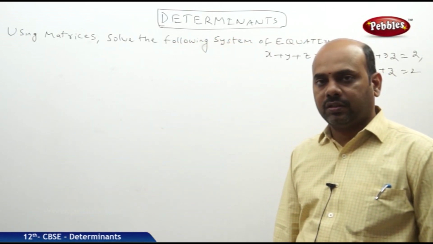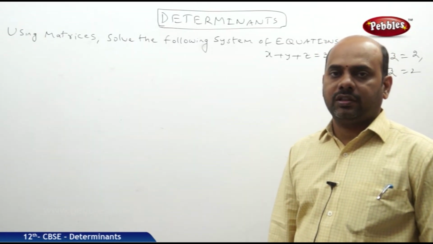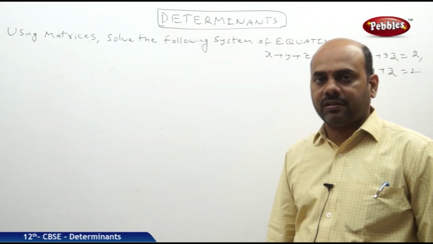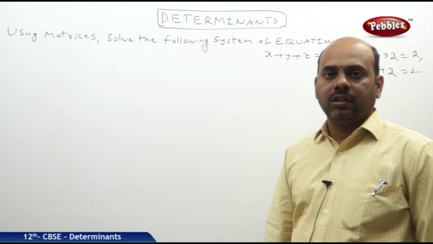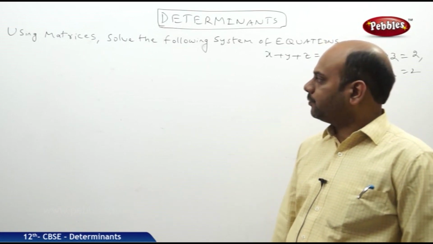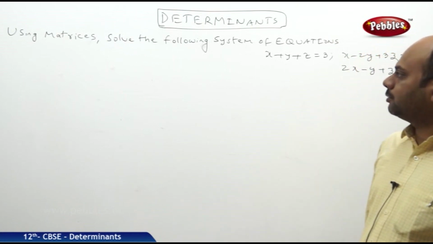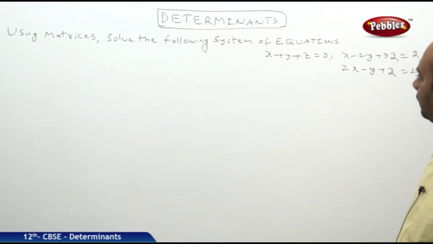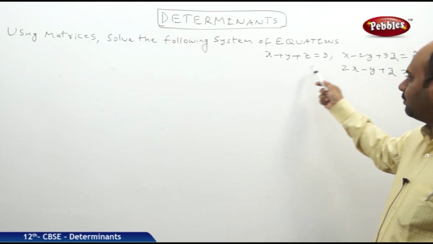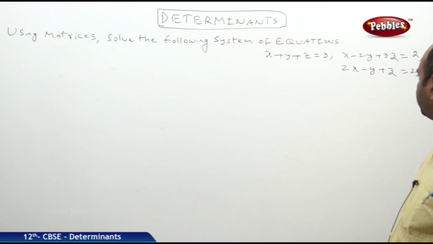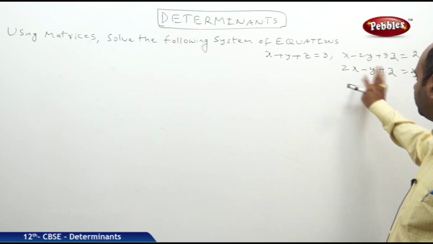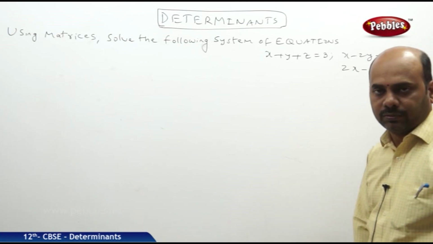Up to yesterday's class, we had seen the problems based on finding the values of x, y, z using Cramer's rule, and we had seen about consistency and inconsistency by using Cramer's rule. Now sometimes a question might be given to us: use matrices, solve the following system of equations. x plus y plus z is equal to 3, x minus 2y plus 3z is equal to 2, 2x minus y plus z is equal to 2.